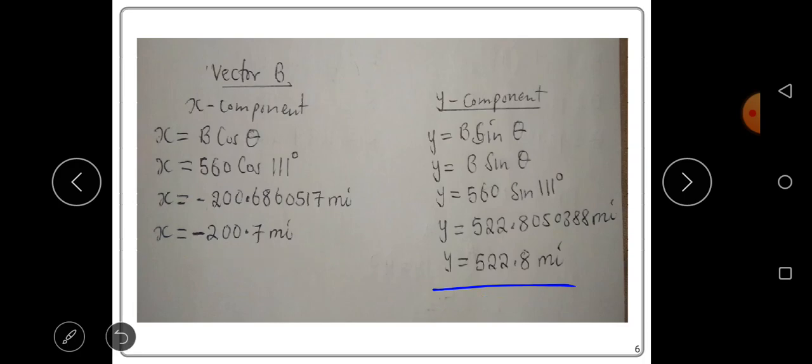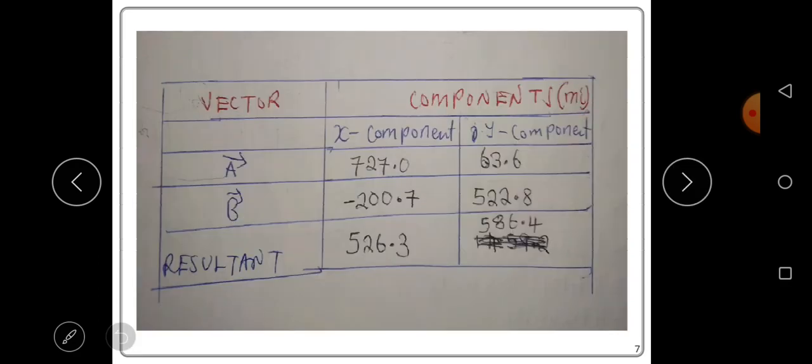So at this point, we can say that we have resolved these vectors into their components. The next thing to do is to do the summation of these vectors. The x components, you sum them. The y components, you sum them together. This is easily done in a table format to avoid making errors. So this is the vector column, then the components, x component and y component, all in miles.